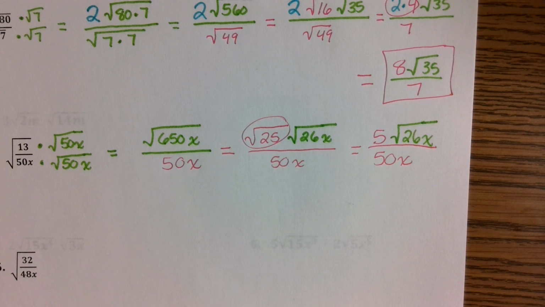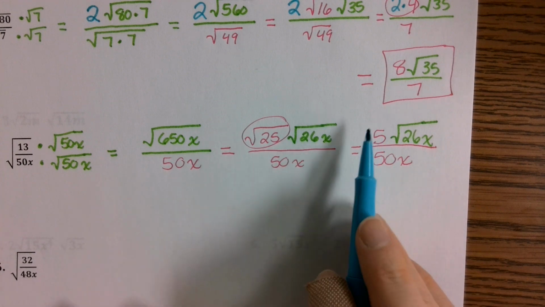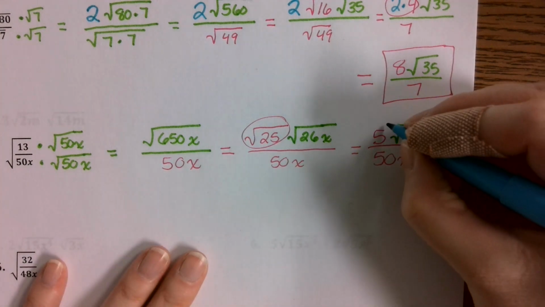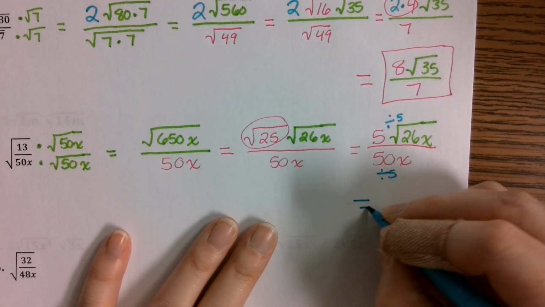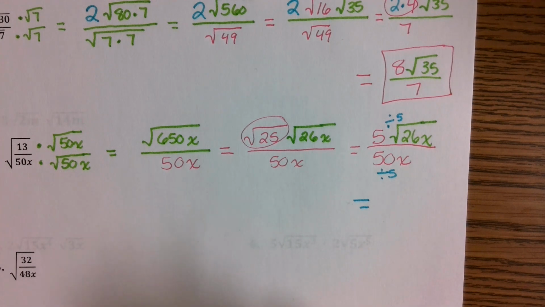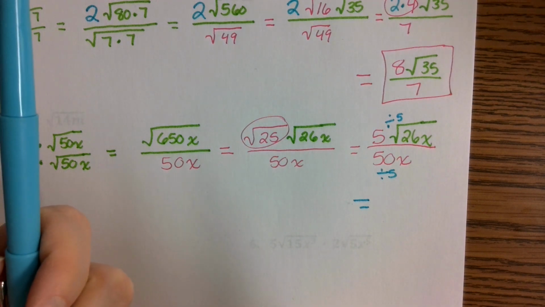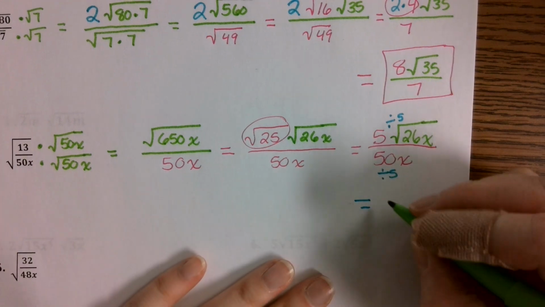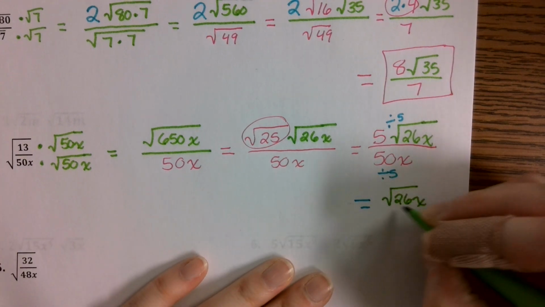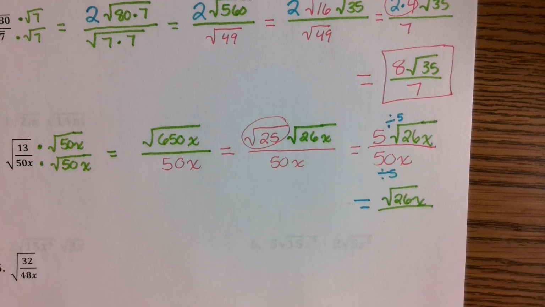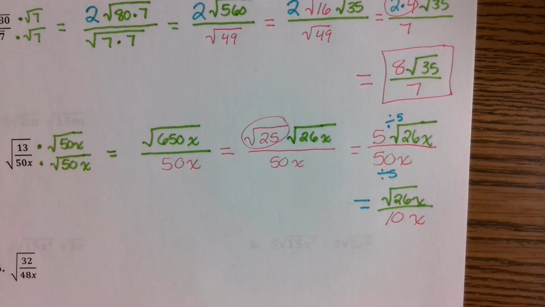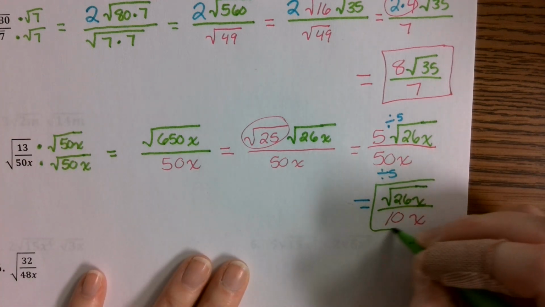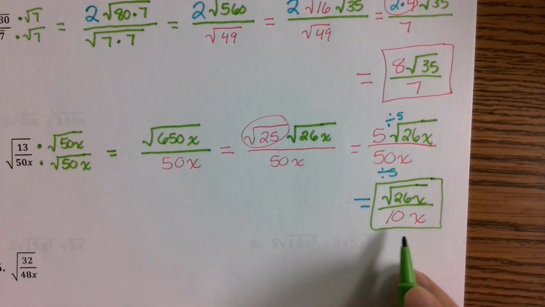What are they both divisible by? 5, right? Remember your divisibility rules. If it ends in a 5 or a 0, it's divisible by 5. So they're both divisible by 5, which means 5 divided by 5 is going to give me a 1. Do I have to put the 1? No. It's a coefficient of 1. You don't have to put it. So it's just going to be square root of 26x. And then 50 divided by 5 is going to give me what? 10. But don't forget your x at the end. Okay? And there's your final answer: square root of 26x over 10x.